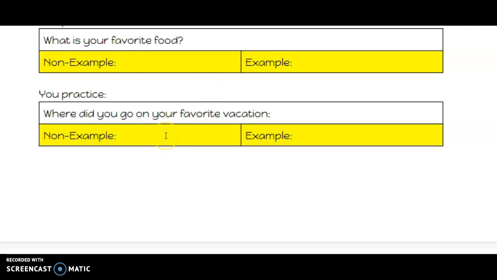Same thing on this one. Where did you go on your favorite vacation? It doesn't have to be from this year, doesn't have to be from last year, of all times, your favorite vacation. Give me a non-example and then show me what that example would look like. Show me that answer, including part of the question in your answer.